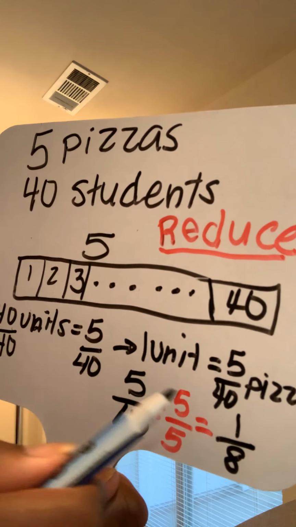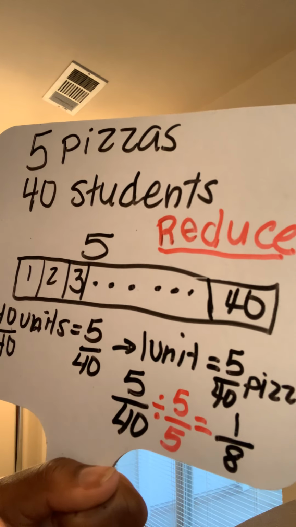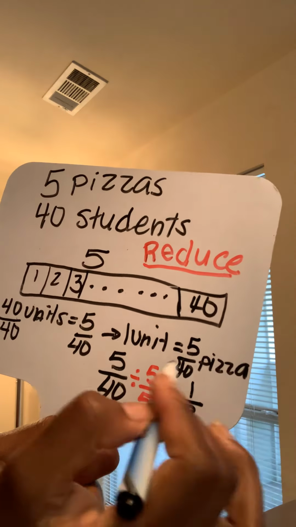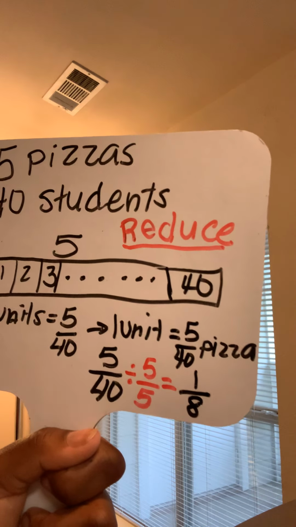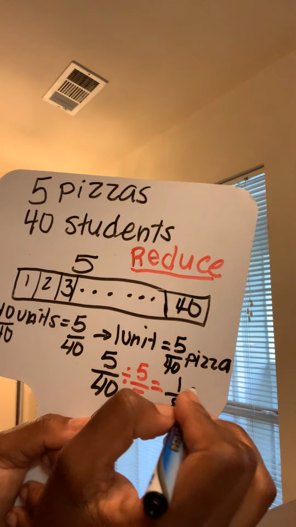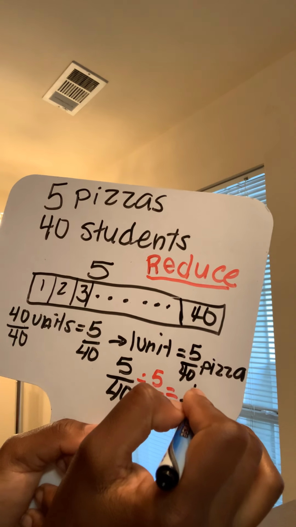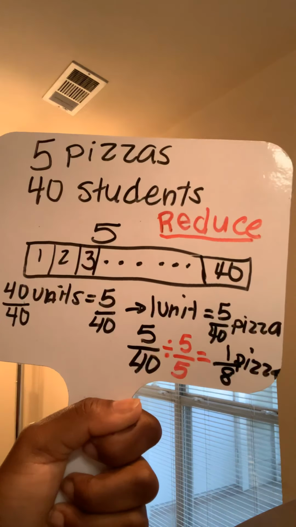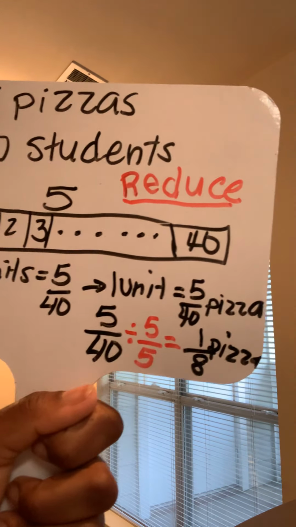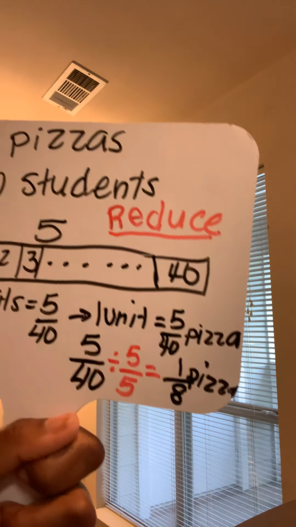All right, so now when we look at this fraction, we know that both of these numbers can only be divided by 1 evenly. All right, so this is our reduced fraction. This fraction has been reduced to simplest terms. So for the second portion of our question, we know that the students are going to have 1/8 of a pizza.